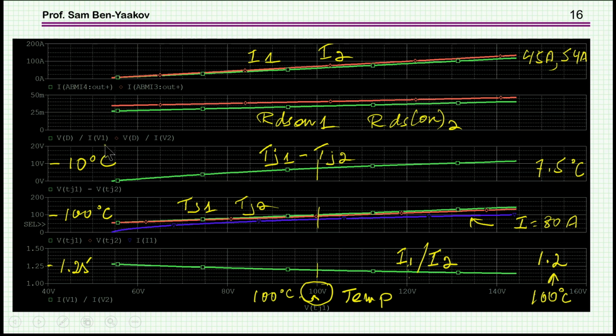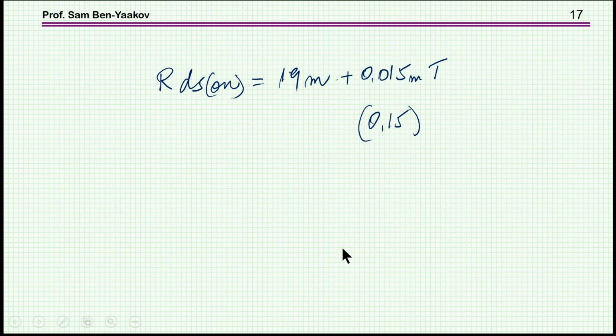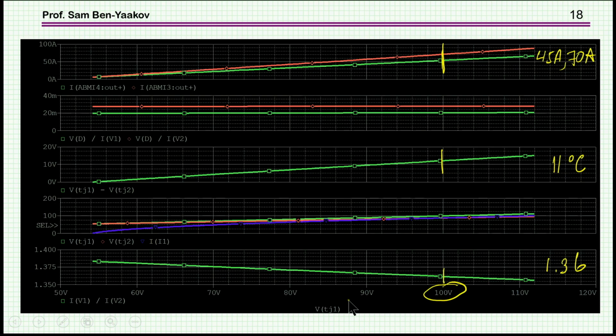This is now the first RDS(on) and the second RDS(on) as a function of temperature. These should be straight lines because this is the linear approximation, and this is the current itself. So this is for the set of parameters that I've shown earlier. Now I'm going to change one of the parameters. I'm going to change the slope that was 0.15 milli, to a much lower slope. So it's almost a straight line. And here is what I am getting.